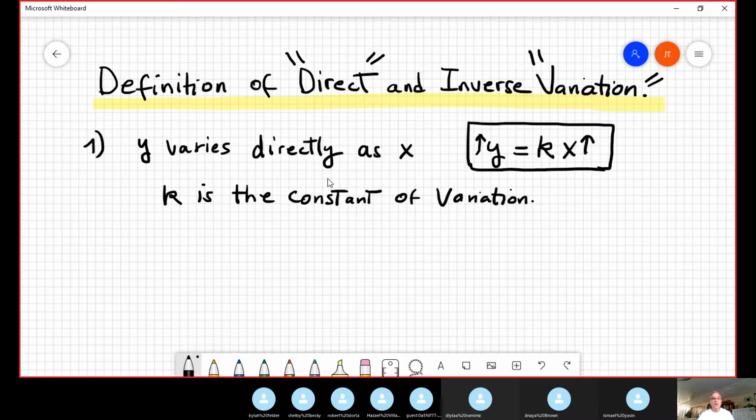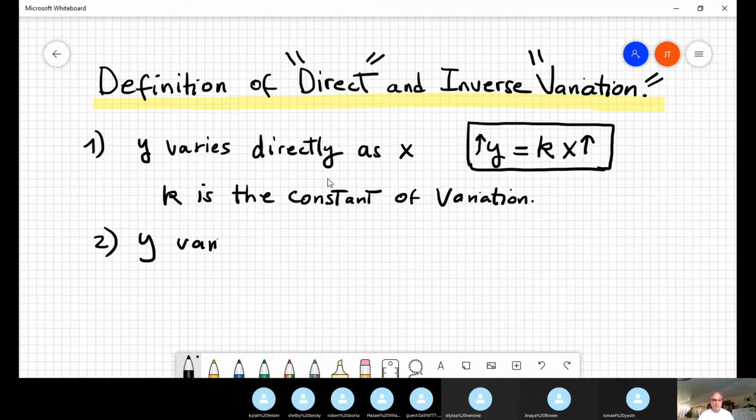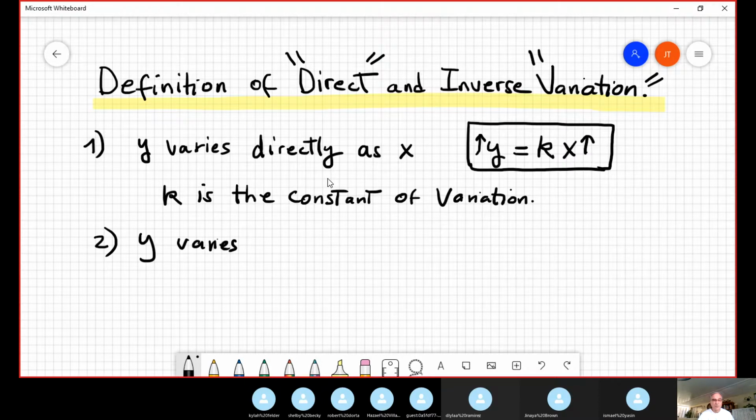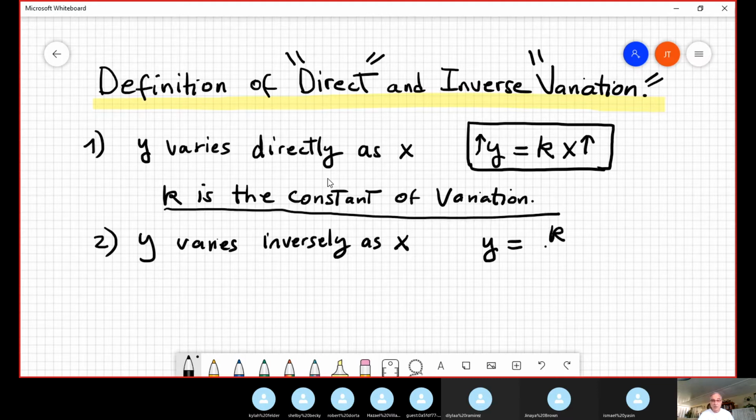Number two, inverse. Inverse is opposite. y varies inversely as x means y is equal to a constant again, the constant of variation, pero divided by x. This is the formula. Entonces it's different because when the x is increasing, y is decreasing. Or backward, no? When the x is decreasing, y is increasing.